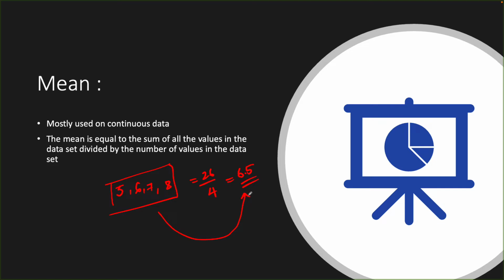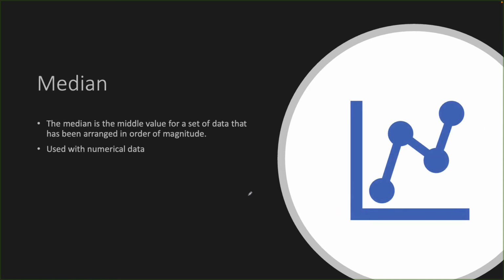Now, apart from the mean, we also have the median. So what exactly is the median? The median is the middle value for a given set of data, and this is a middle value that we find by arranging the data as per their magnitude. It could be in ascending or descending order. We'll just arrange the data as per their value, and then we will pick the middle value. That is what a median value is. And we also use it on numerical data.